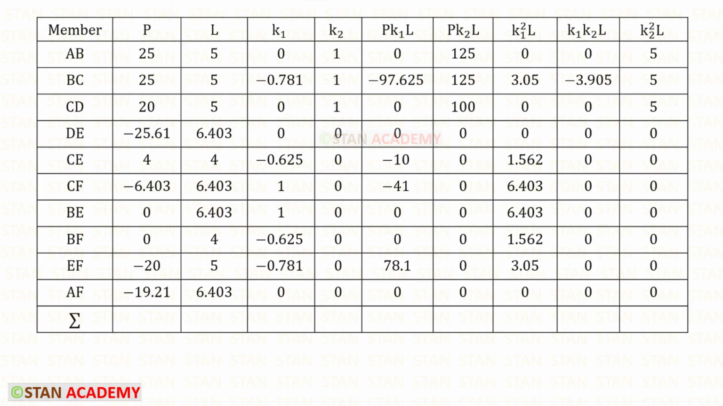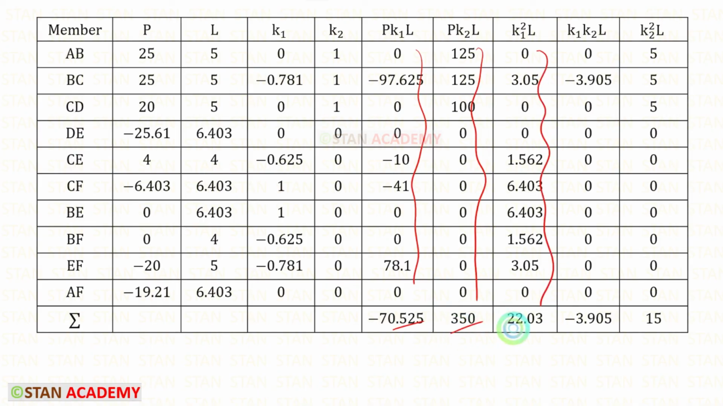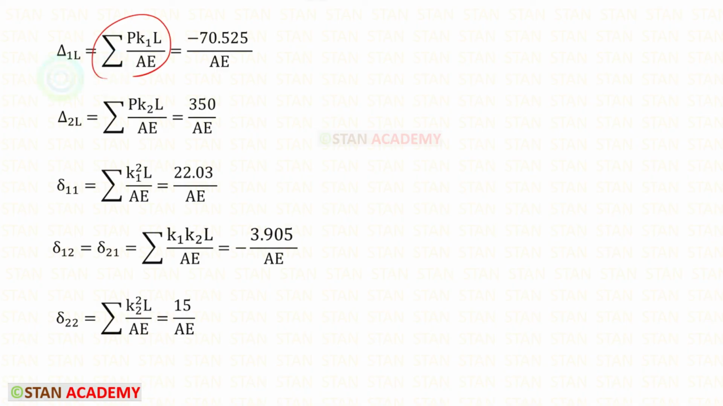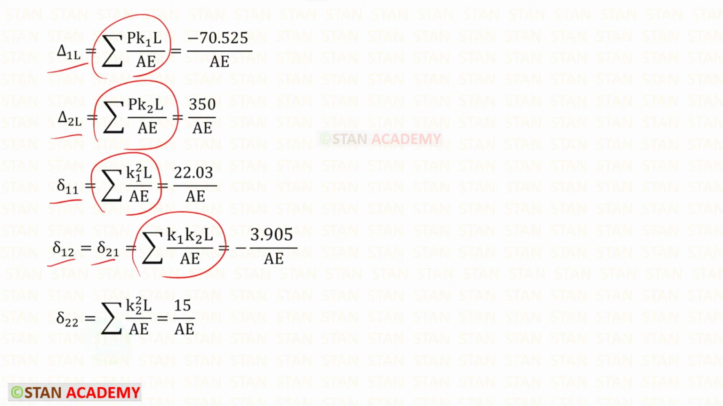Then we can find PK1L, PK2L, K1 square L, K1 K2L, and K2 square L. Then we need to find the summation of these 5. When we add these, we will get this. When we add these, we will get this. When we add these, we will get this. And when we add these, we will get this. And finally, when we add these, we will get this. This is the formula to find delta 1L. This is the formula to find delta 2L. This is the formula to find delta 11. This is the formula to find delta 12 and delta 21. And finally, this is the formula to find delta 22.